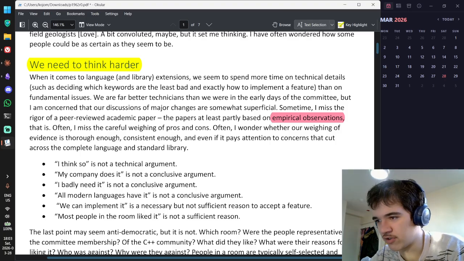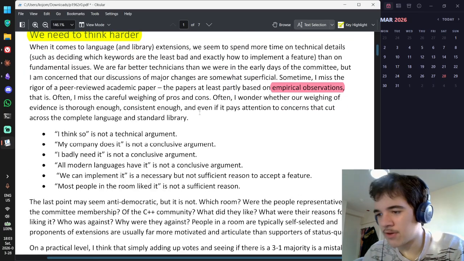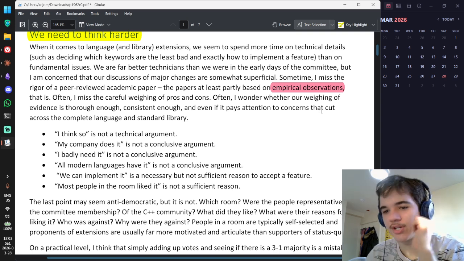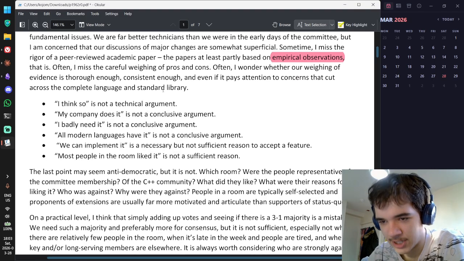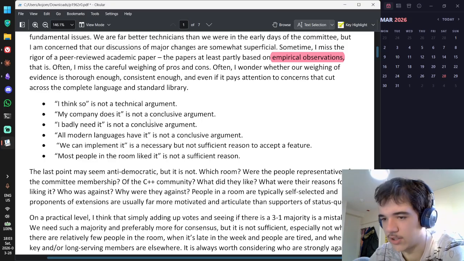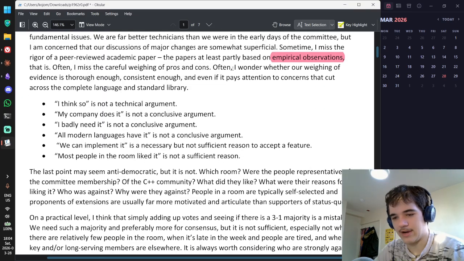Yeah, I mean, I just kind of agree. Often I wonder whether our weighing of evidence is thorough enough, consistent enough, and even if it pays attention to concerns that cut across the complete language and standard library. I think so is not a technical argument. My company does it is not a conclusive argument. I badly need it is not a conclusive argument. All modern languages have it is not a conclusive argument. We can implement it is a necessary but not sufficient reason to accept a feature, and most people in the room liked it is not a sufficient reason. Yeah, great.